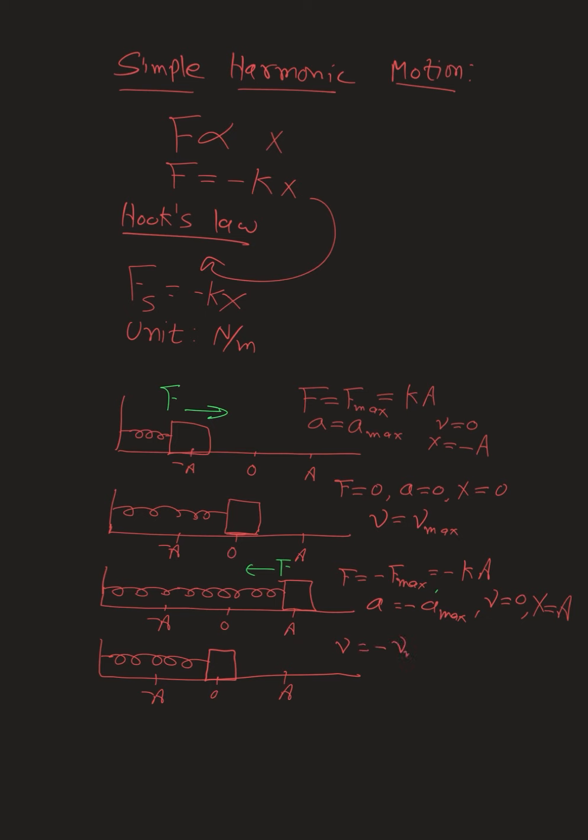We're going to have the same thing. V is going to be your V maximum negative. Your acceleration is going to be zero at that point because there's no change in velocity. Your force is zero because nothing is forcing at that location. Your displacement is zero. So you can see the block spring system is going back and forth between the amplitude A and minus A, and how the force and acceleration are changing.